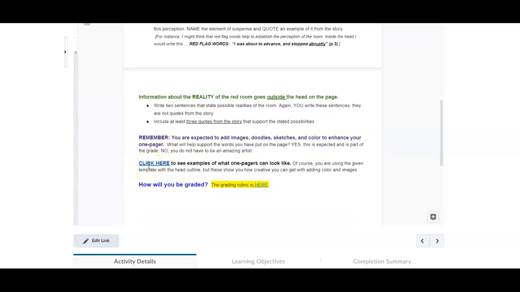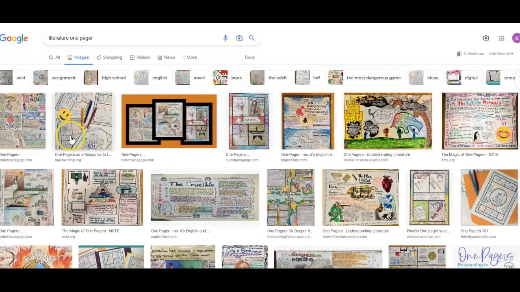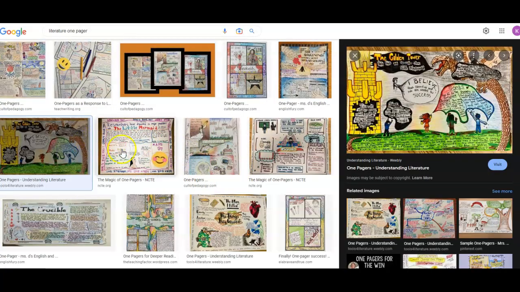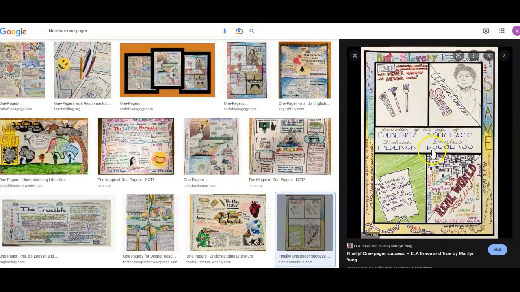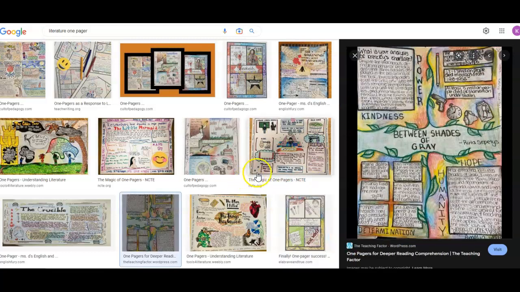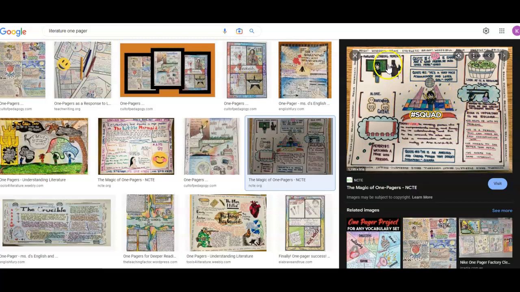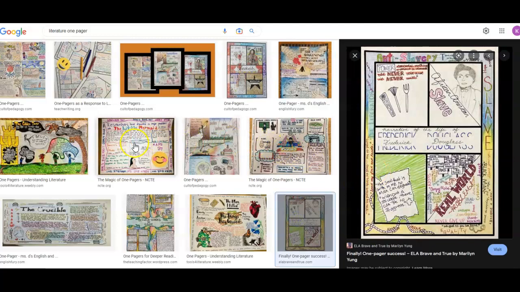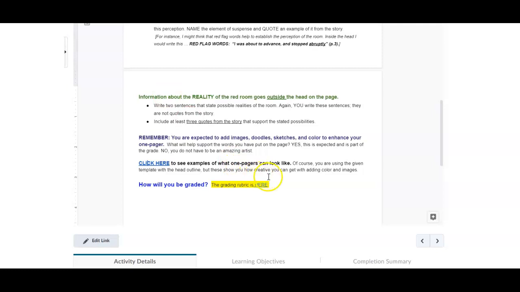So, if you've never done a one pager, you might not know what it looks like. So, if you click here, these are all one pagers people have created before. And they answer the questions, they add the quotes, they add lots of color. If you look at these different examples, you see how they incorporate the answers with color. You can add those artistic qualities to it, but you don't have to be amazing. Okay? If you have any questions, don't hesitate to reach out.